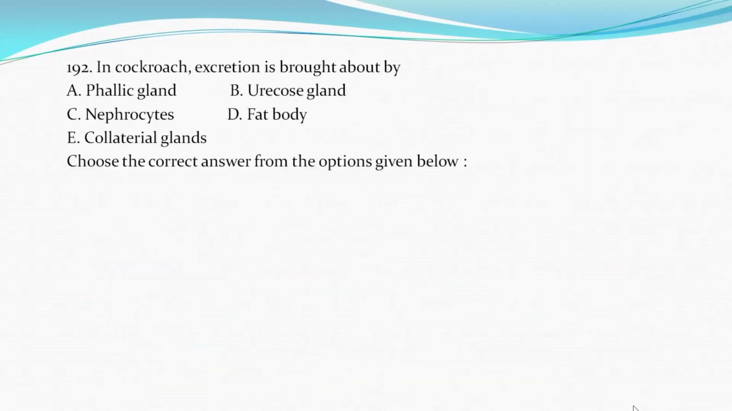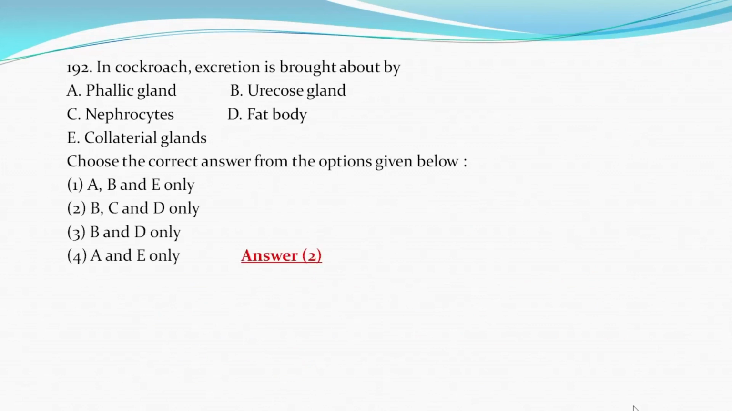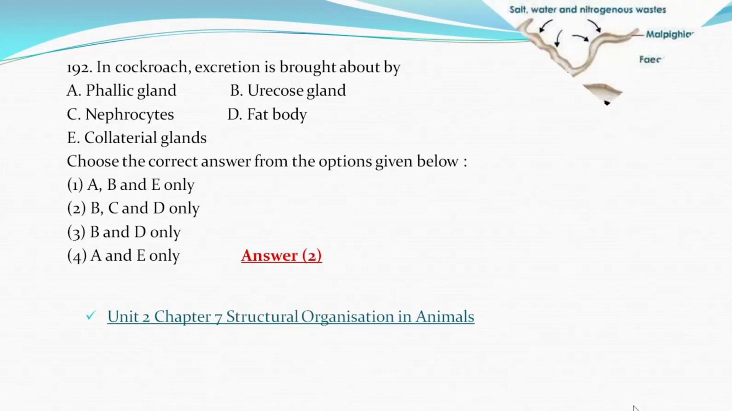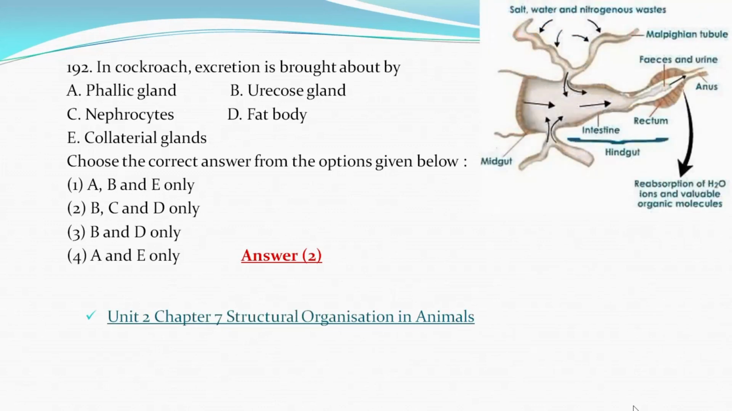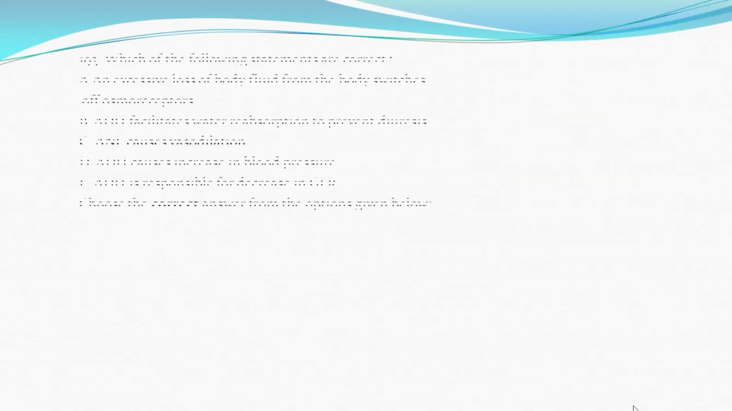This question is, in cockroach, excretion is brought about by phallic gland, uricose gland, nephrocytes, fat body, collateral glands. Choose the correct answers from the options given below. So the answer is option 2. This question is taken from Unit 2, Chapter 7, Structural Organization in Animals.